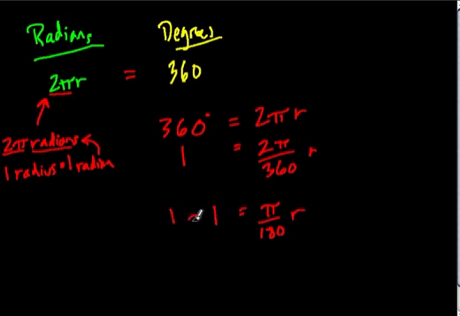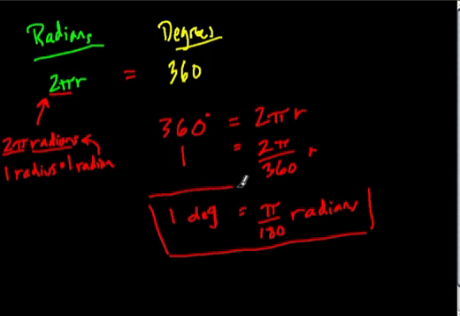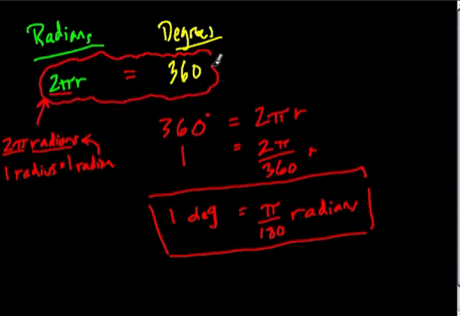So I'm going to write that down. 1 degree equals pi over 180 radians. And now I don't actually memorize this formula. I derive it. So that means I always go back to this formula right here. I think about the distance around a circle, and I take that and I create this.